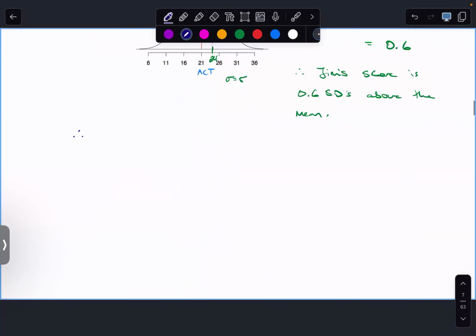Therefore, Pam scored better than Jim, right? Relative to their group. So what we did here is called standardizing, right? We can take a measurement, and as long as we know the center and the spread, then we can standardize it to be talking about, okay, how many standard deviations above or below the mean is this thing, right?